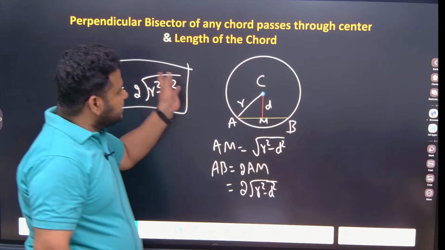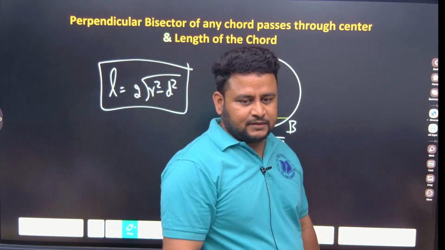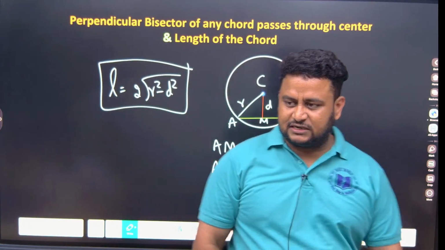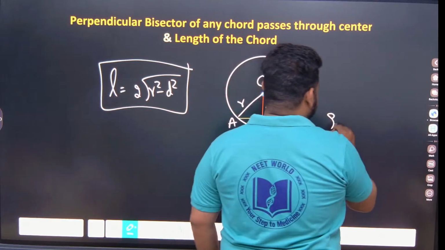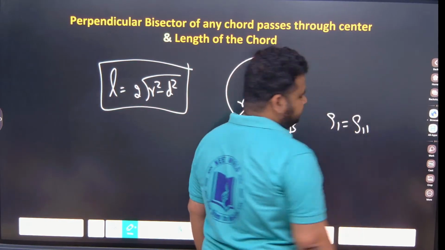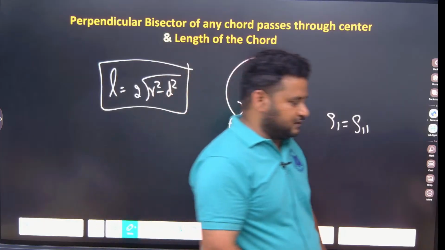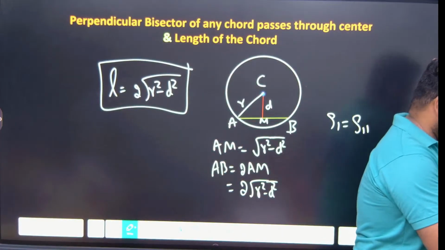If they ask for the equation of the perpendicular bisector, the equation is given by S1 = S11. S1 is equal to S11. Please make a note of this one also.